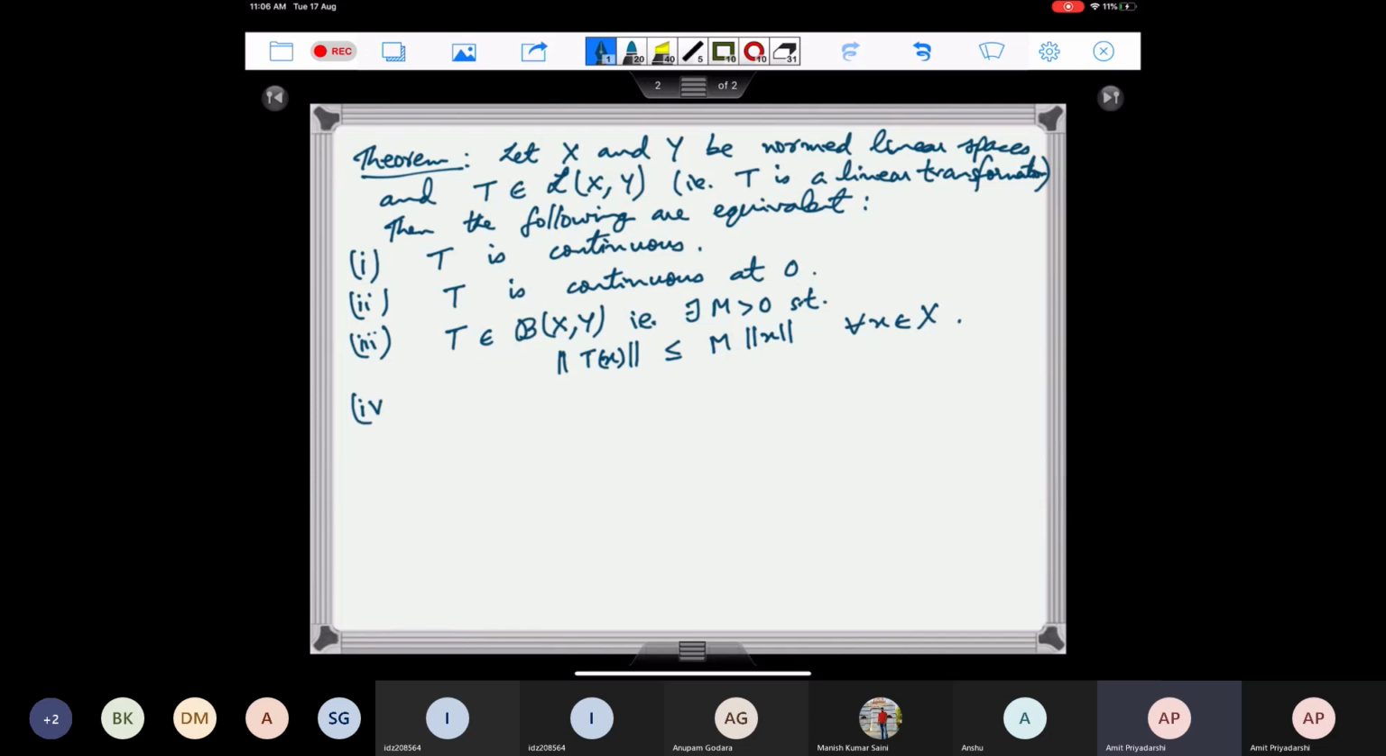And let me write one more condition. Fourth, T maps bounded sets in X to bounded sets in Y. That means if we take any bounded subset of X, then its image under T is a bounded subset of Y. This is the reason why it is called a bounded operator. So let's try to prove this.